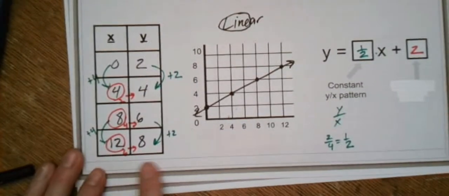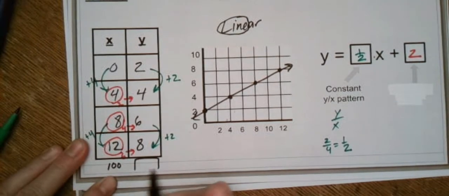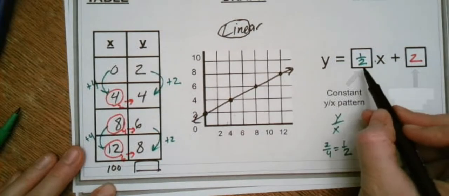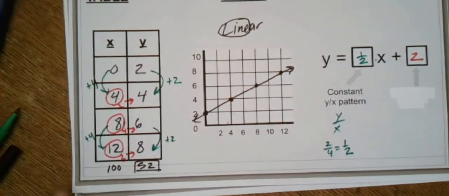So if I had any other numbers here, like let's say I had the number 100 and I wanted you to tell me the output value, you'd take the x, which is 100, multiply by half, which is 50, and add 2, and you'd have 52. That rule is going to work for anything on your table.